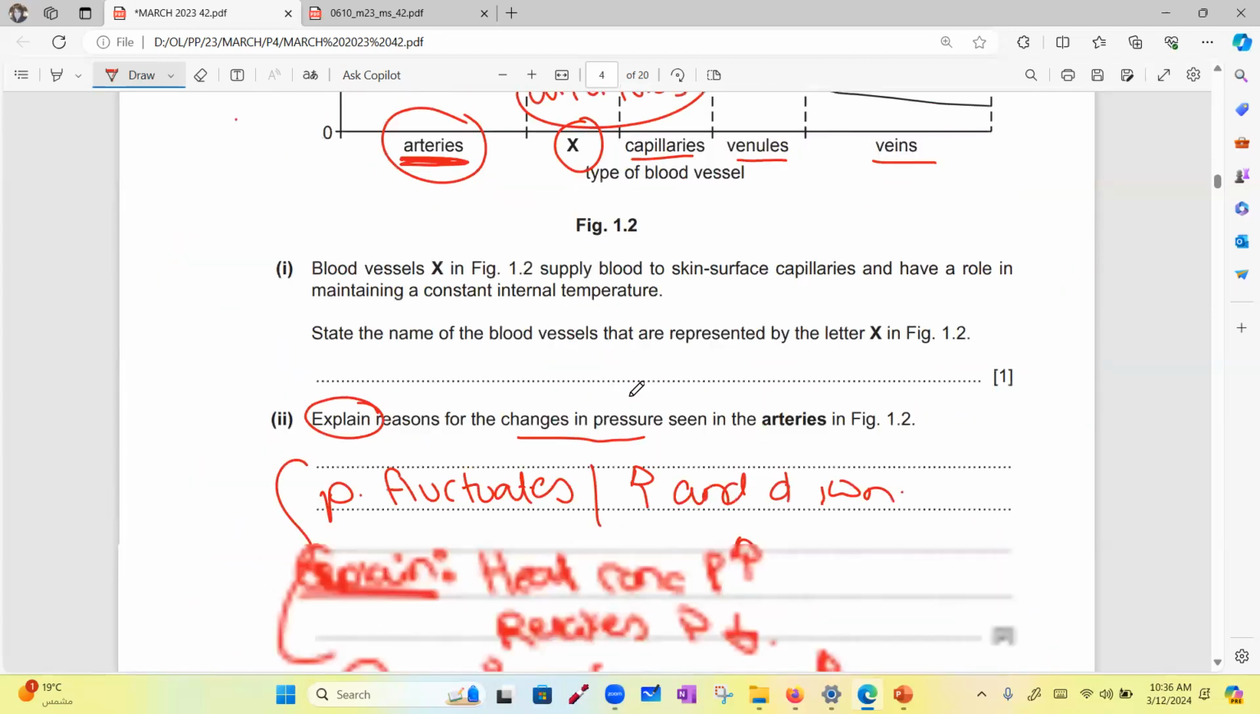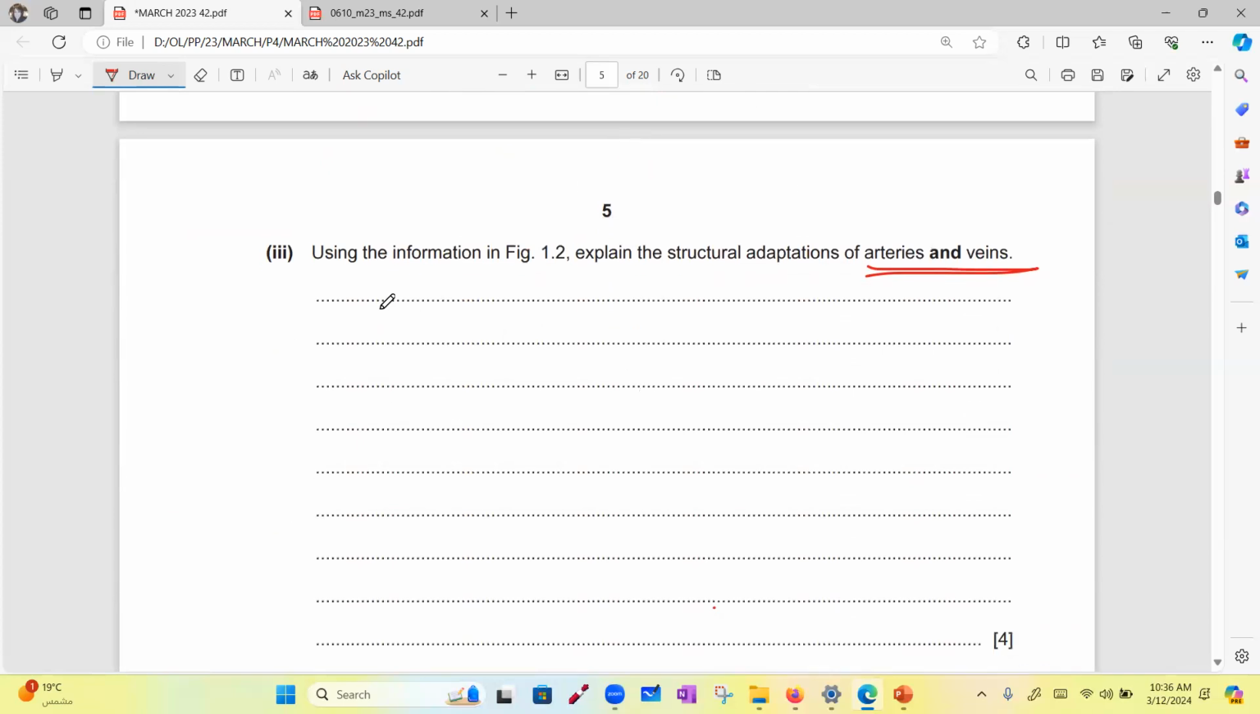Fine. We answered this question. Here, using the information, explain the adaptations of arteries and veins. Straight, direct question. You want to make a line here in the middle and write arteries and veins. And I want you to tell me what are the differences.